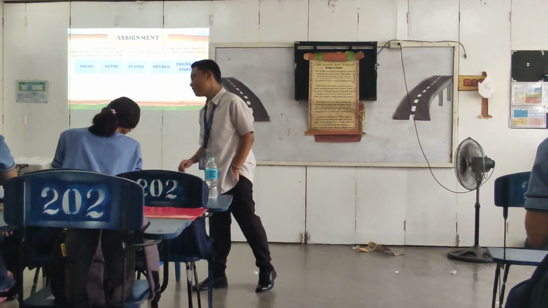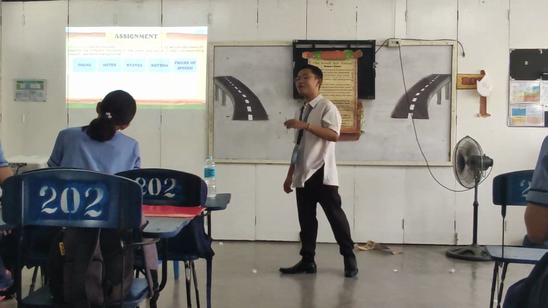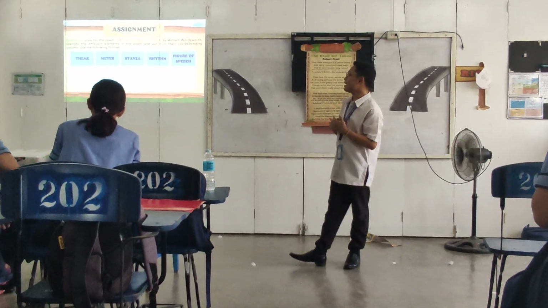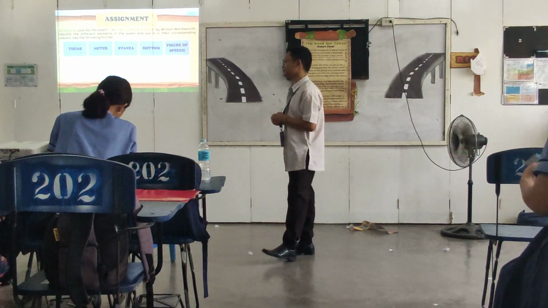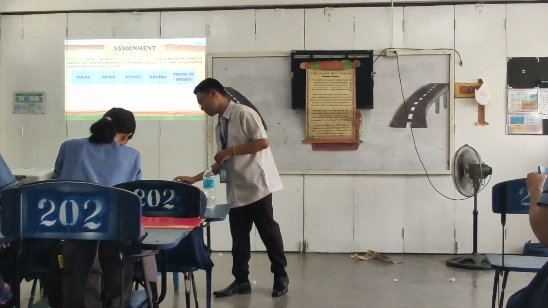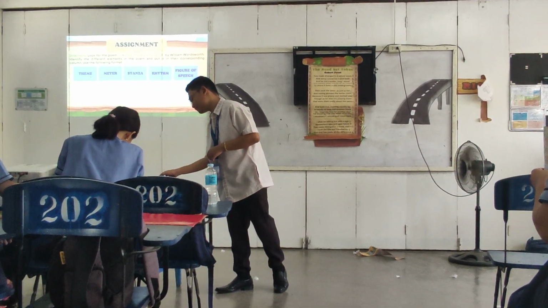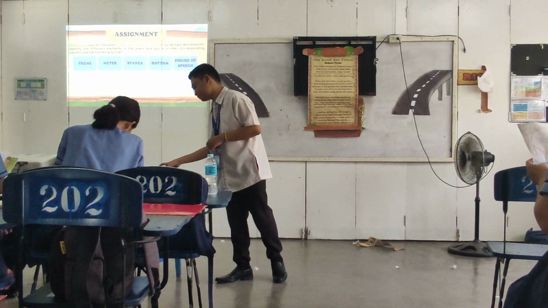So for our assignment, kindly bring out your assignment notebook. And Miss Leila, can you read the directions? Directions: Look for the poem "I Wandered Lonely as a Cloud." Identify the different elements in the poem.